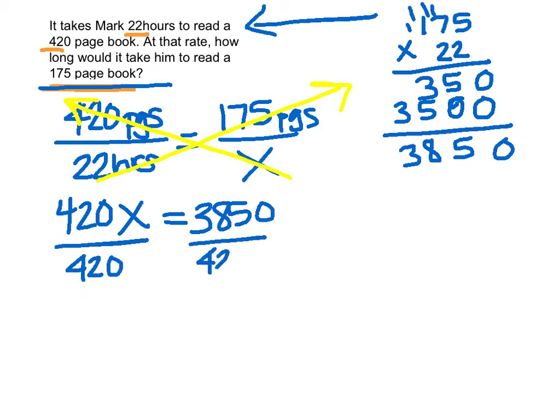So again, we're left with the situation of needing to simplify. I'm going to say, all right, if I divide both by 10, my 0 goes away, and I'm left with 385 over 42. Okay, 42 is divisible by 6, by 7, by 3. So let's see if 385 is divisible by 3. 3 plus 8 is 11, plus 5 is 16. It's not. So we might as well do our long division and see what happens.